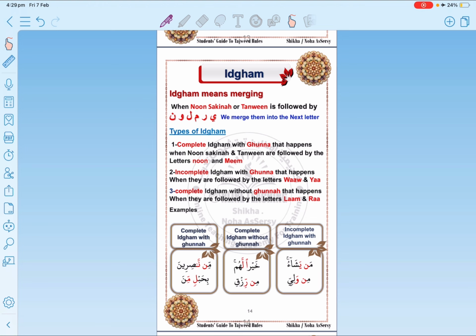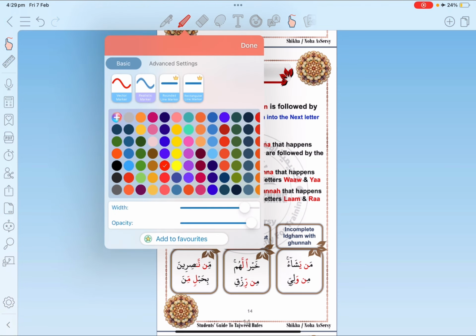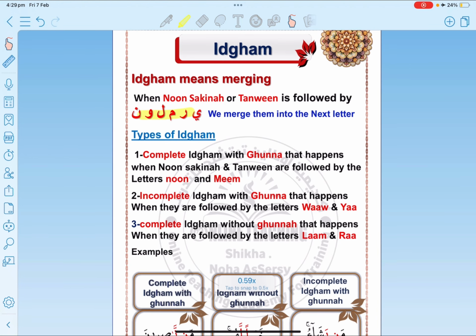So Idgham has letters. What are the letters of Idgham? The letters of Idgham are gathered in this word: Yarmalun. They are 6 letters, okay? If we have one of these 6 letters, Yarmalun, after Noon Sakina or Tanween, we call it Idgham. Idgham means merging. Okay, let's go to a whiteboard now.